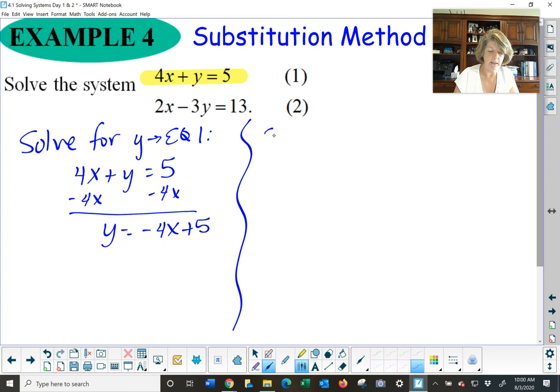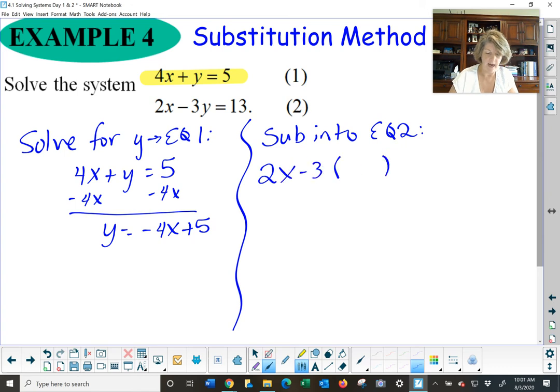Perfect. Now let's substitute into the other equation. Because it's a system, we have to get both equations involved in the process. So sub into equation 2. I'm going to take equation 2, which says 2x minus 3, and instead of y, we're going to put in negative 4x plus 5. If you use color on your notes, you might find that it's easier to read them when you're looking back and seeing what you did. It just accentuates some things for us.